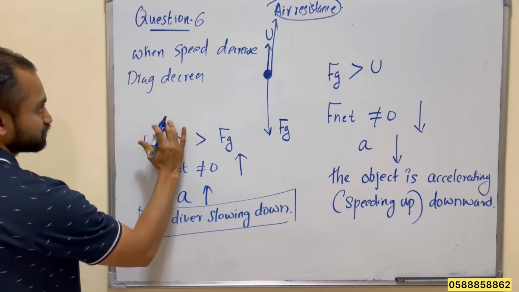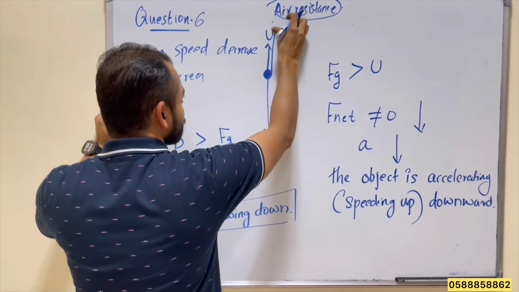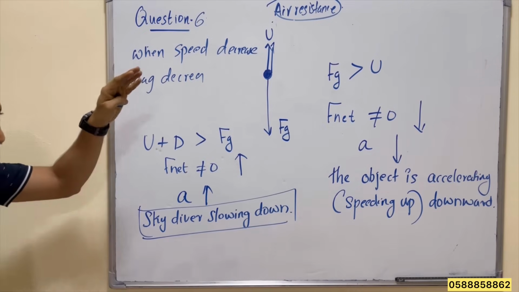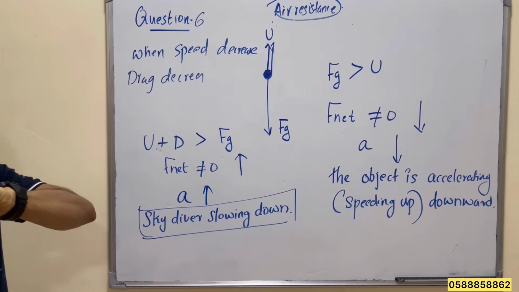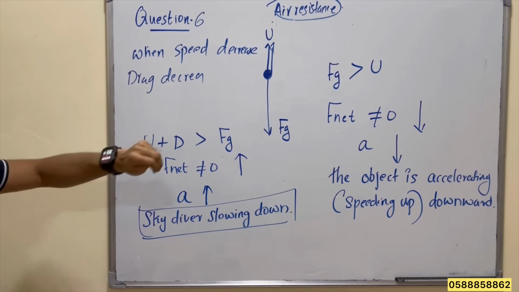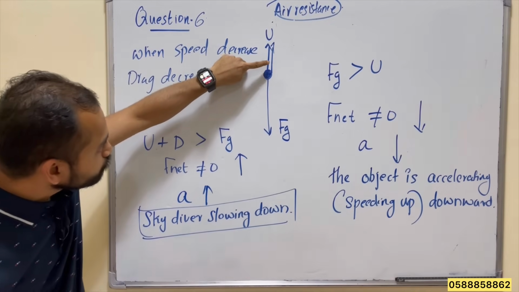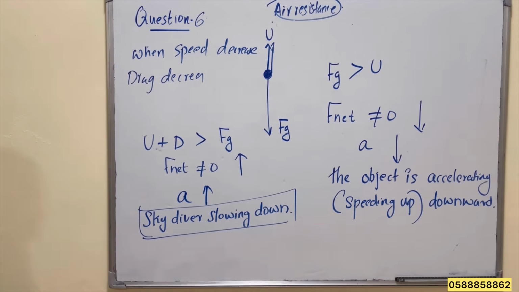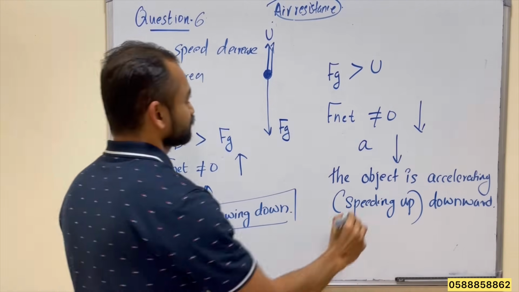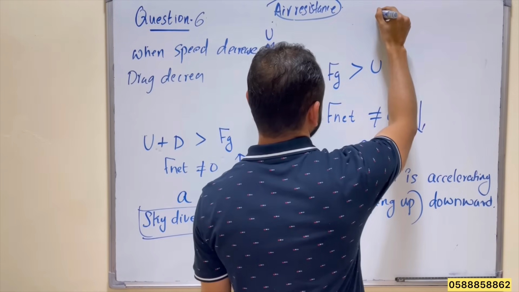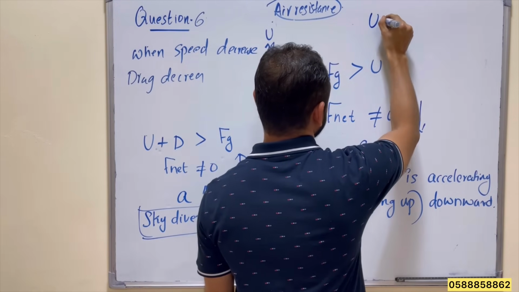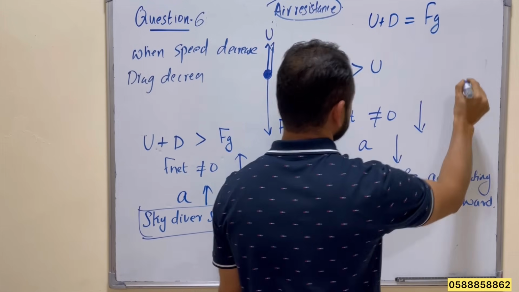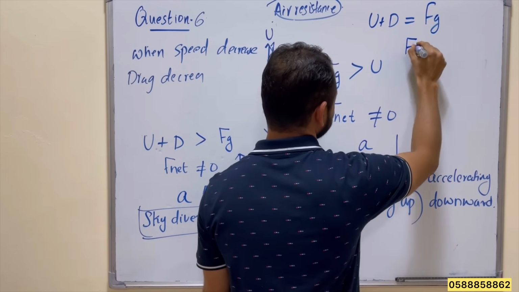Drag decreases means this force will decrease, right? The drag will decrease. Now what happened? Drag decreased, and now the total upward force becomes equal to the downward force. What happened? The total upward force, that is the upthrust plus drag, became equal to the downward force. Now is there net force?